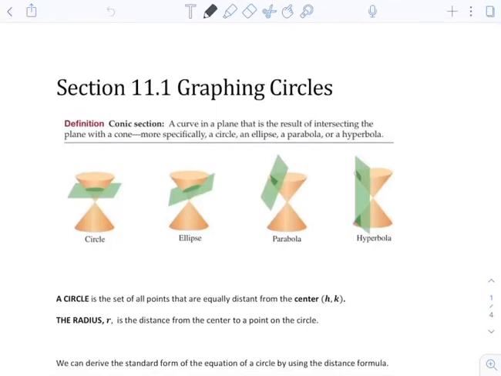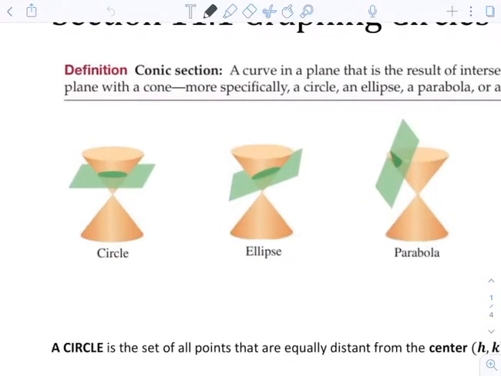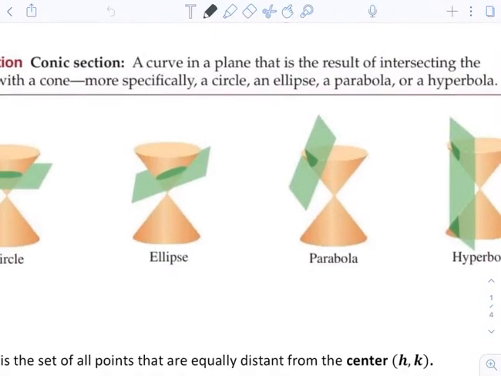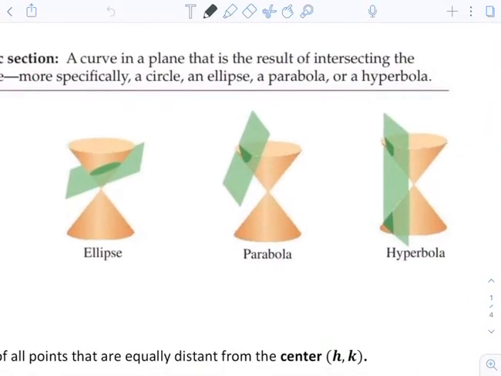Okay, section 11.1. So now we're getting into chapter 11, which is graphing conics. So a parabola is a type of conic, and so is a circle. Okay, so a conic section is a curve in a plane that is the result of intersecting a plane. So remember, a plane is kind of like a piece of paper with a cone. Okay, so when you intersect a cone with a piece of paper, you get a circle, or in the second one, when it's slanted slightly, you get an ellipse, which is kind of like an oval looking shape. Then you have your parabola, which you're used to, which is your U, and then you have a hyperbola, which is like having two parabolas.